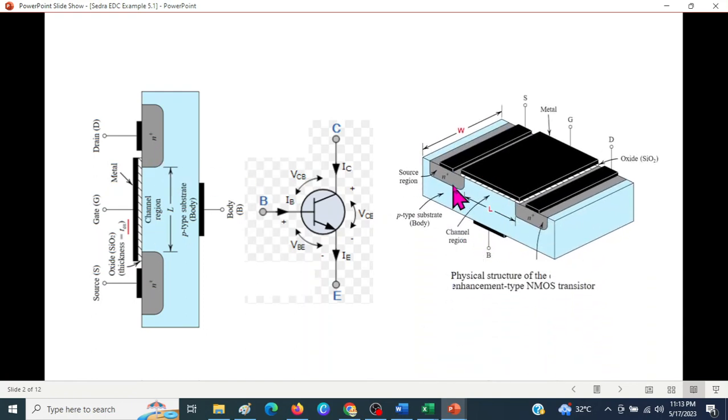One more thing, we'll be using this width over length. So width is the width of the substrate, this W, and this main part, the metal part of the gate, its length is called L. So we'll be using these two also.